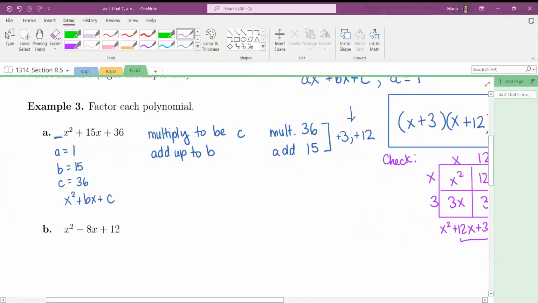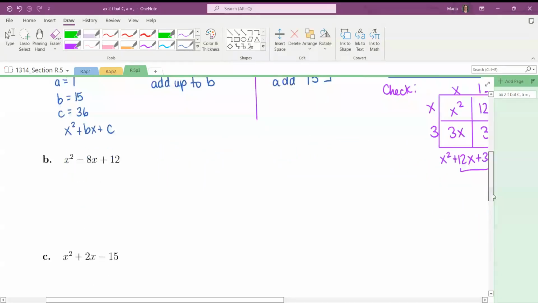Okay, you're searching for a pair of numbers and you need to pay attention to your signs, but you're looking for two numbers that multiply to be the C value and they add up to the B value. And that's it. Then you just write it down. Okay, let's try the next one.